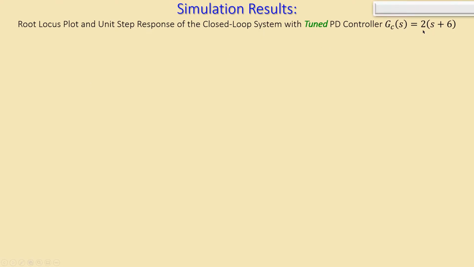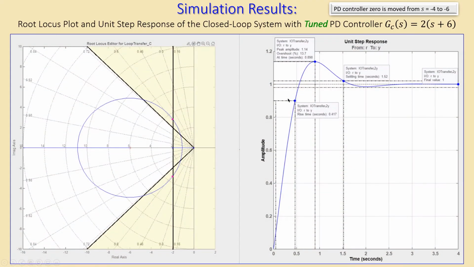I first changed the zero location. So I've moved the zero from -4 originally to -6. So I have to place it to the left side of the complex plane. Now the solution is this. I have now the two second order poles here, which are actually more in the yellow region. So you might ask, is it the best option? We will see what's happening here in the settling time.